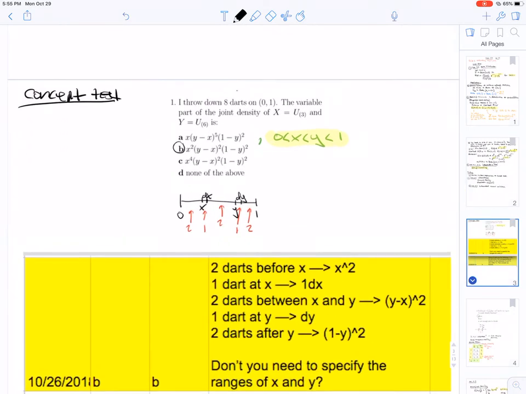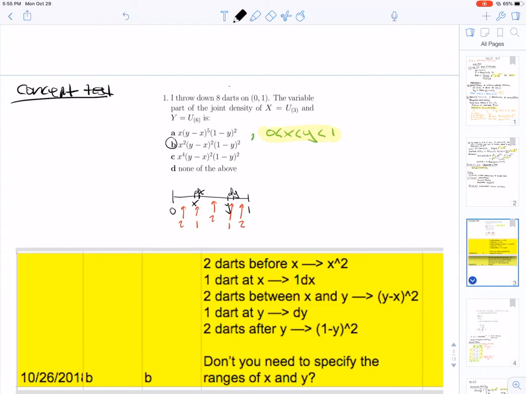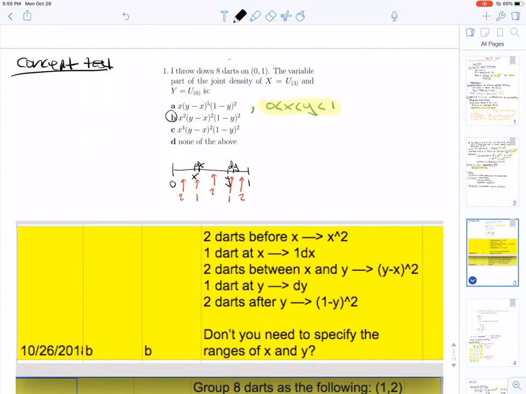Last time we saw this concept test. You throw down 8 darts. X is the third uniform order statistic, y is the 6th uniform order statistic, and we can see that the variable part of the joint density is choice B here, with x and y between 0 and 1, x less than y.